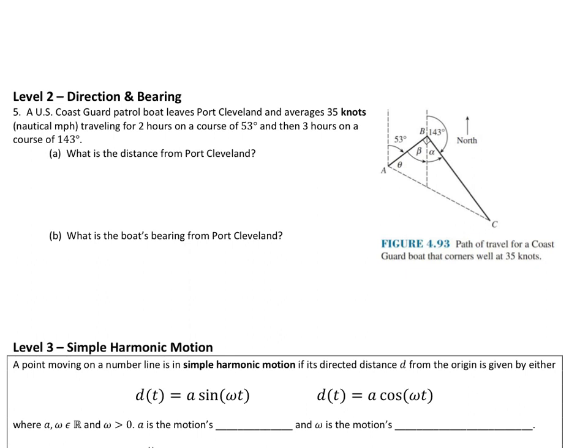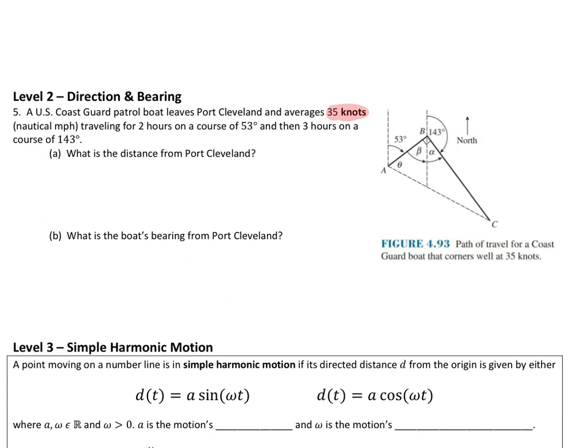So let me help you out here. When we are talking about knots, that is talking about how fast something is going. So that's a velocity. These numbers for 35 knots, that's how fast the boat is going. When it talks about bearing, when it talks about the course, it's from north. When we are talking about 53 degrees, we're talking about this angle right here. This is north because it's directly up. 53 degrees is 53 degrees from north.